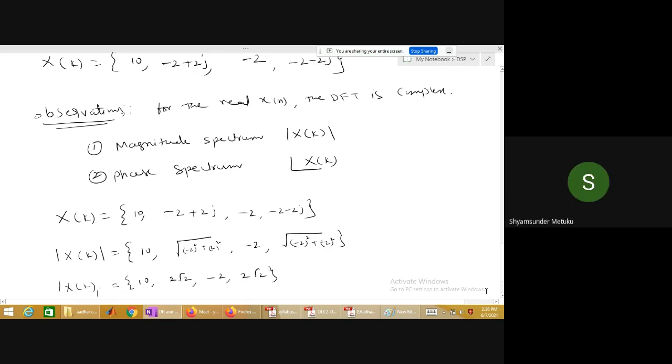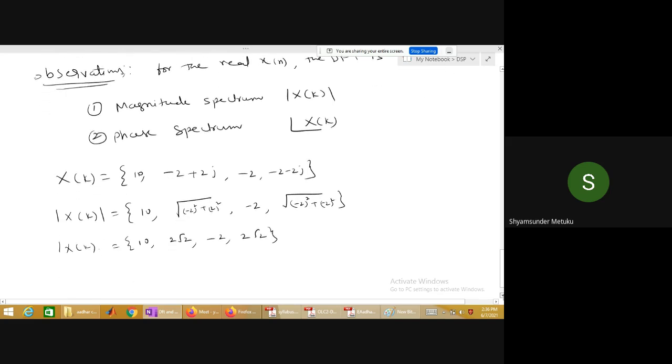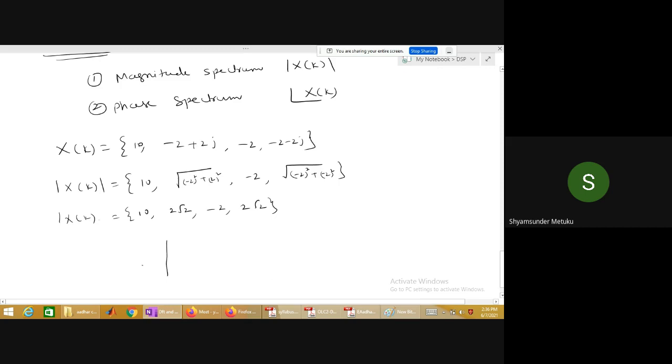Then you can plot the frequency spectrum and a frequency domain representation. So simply you can plot like this. This is my k equal to 0, k equal to 1, k equal to 2, k equal to 3, k equal to 4. This is my k. This is the magnitude of X of k, the y-axis. So at k equal to 0 there is 10, okay? Is 2 root 2 greater than 10 or less than 10? Less than 10. Somewhere here. I think this is 2 root 2. Minus 2, less than 2 root 2 or greater than? Less than 2 root 2. Actually, when we say magnitude, this should also be positive, right? Yes, sir.